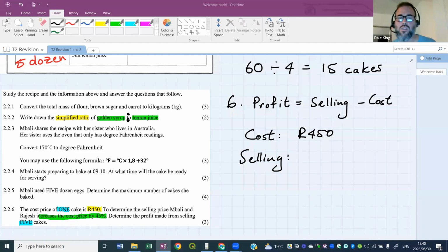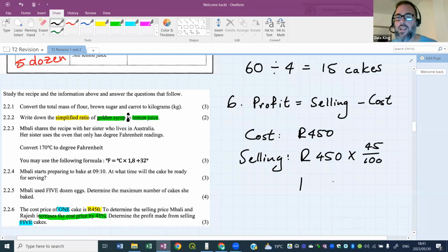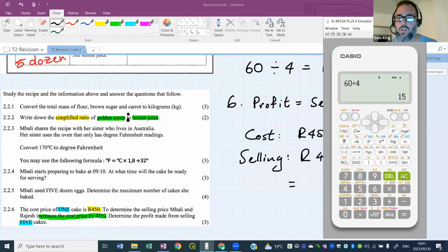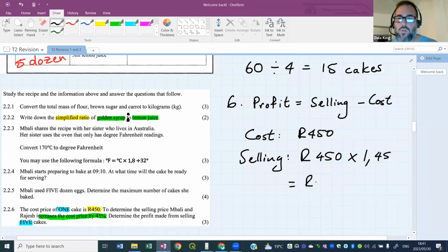Now, we could do this by just multiplying like I taught you the short method. What you guys might be doing is saying 450 times 45 over 100, and then adding that on to 450 again. I'm sure some of you are doing that method, but I taught you such a cool, quick method. Instead of doing 2 steps, we just multiply by 1,45. So it's 450 times 1,45, and that'll give us 652,50. So that is our selling price.